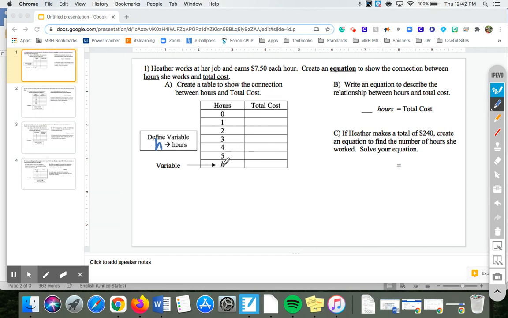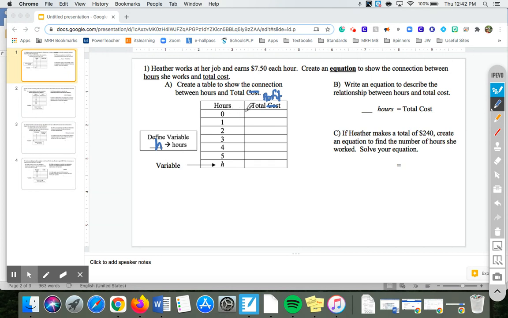We don't have to go on forever, because eventually we want to represent the number of hours, which is this column, with H, so that we can solve any number of different questions involving Heather and her job and the number of hours that she works, as well as the total. Shouldn't be cost, actually, it should be total profit. Sorry about that. It should be profit because she's not paying to work. That'd be awful. So $7.50 each hour.